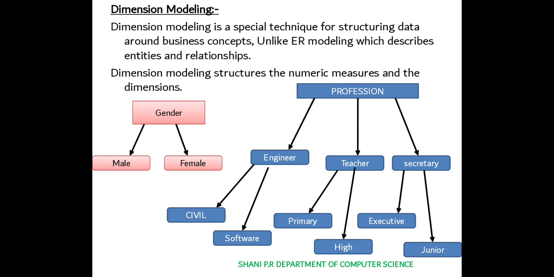Gender: male, female. Profession: engineer, teacher, secretary. Under that you also have a division, a subdivision. For engineer we have civil engineer, software engineer. For teachers, primary teachers, high school teachers. For secretary, we have executive secretary and junior secretary. So these are the representation of dimension modeling. This is how we used to represent it.